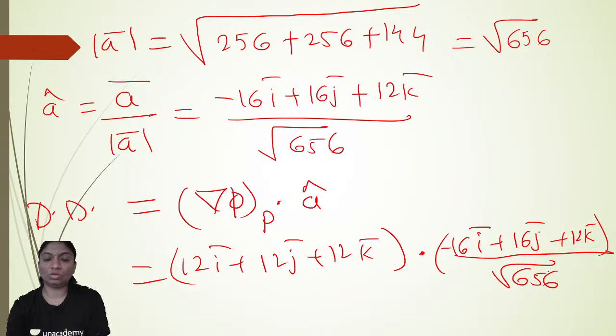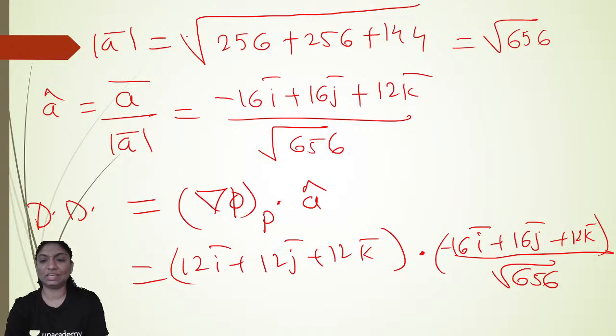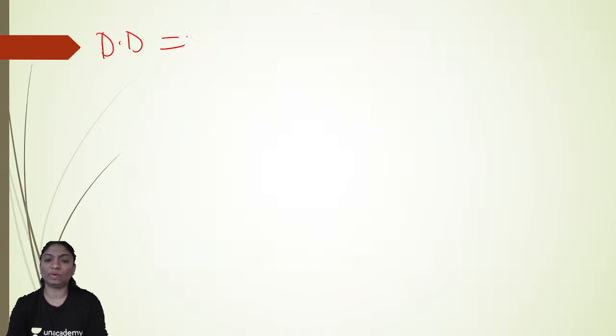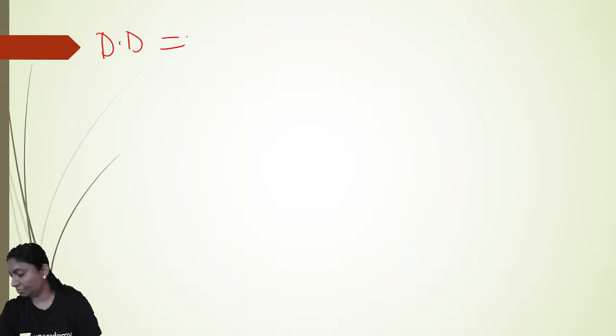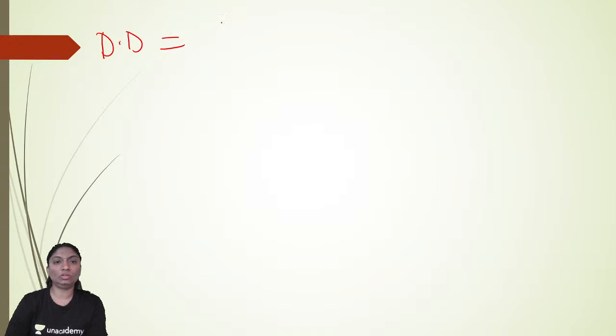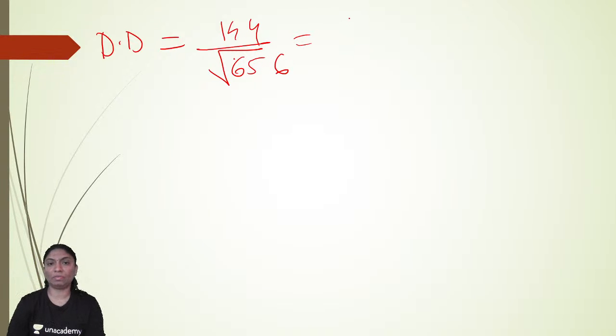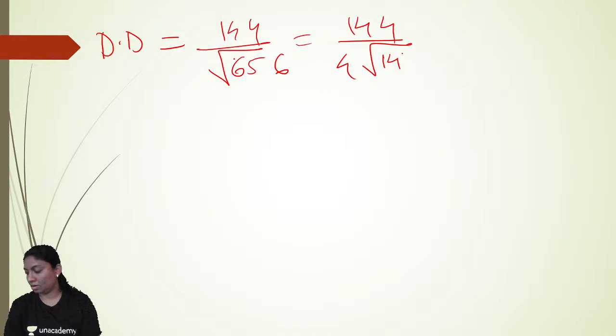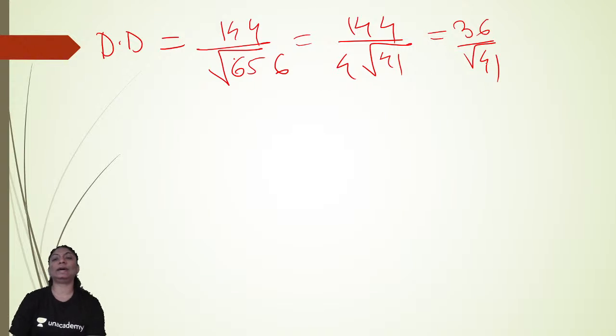So 12 into minus 16 i bar dot i bar, so you will get the directional derivative is equal to, just do the calculation, it's a very simple calculation, 16 into 12 plus 16 into 12 plus 12 into 12. That will give you 144 upon root of 656. We can take 4 common, so we get 36 upon, that is the directional derivative for the given path.